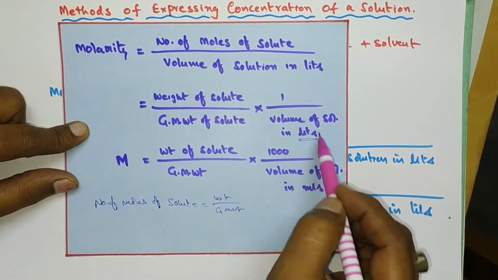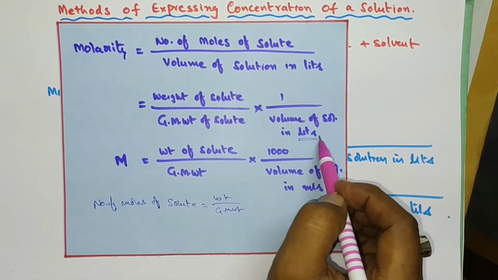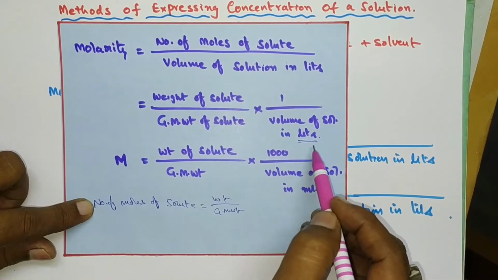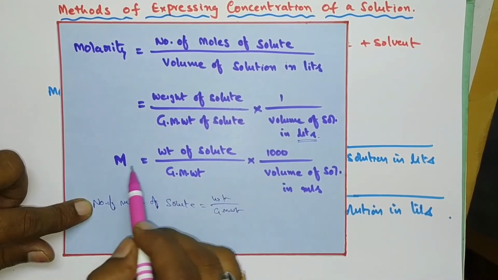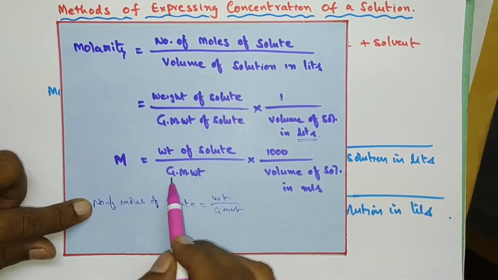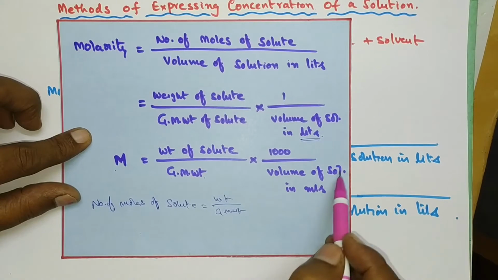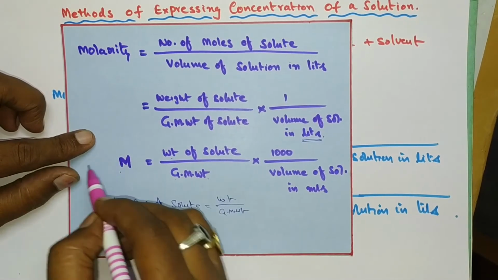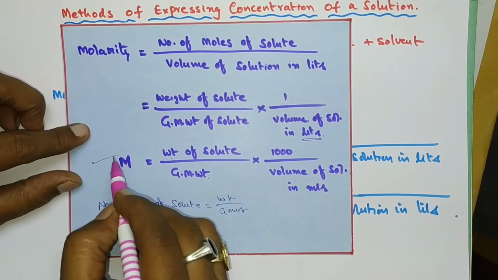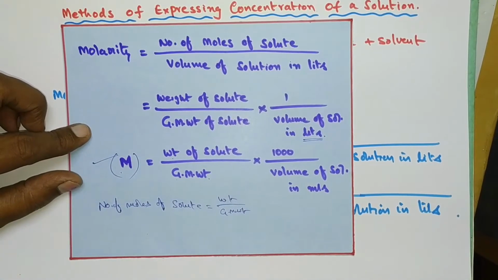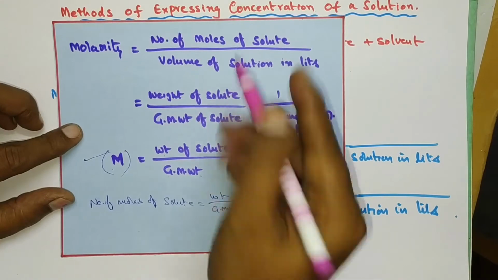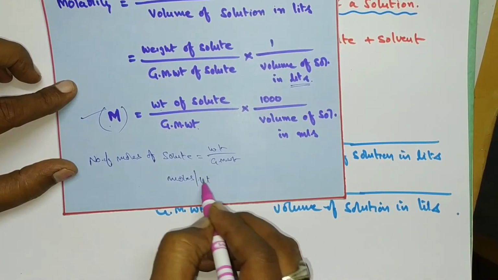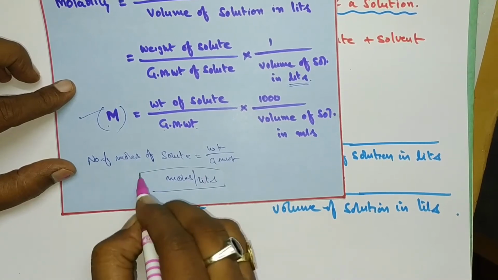If you are supposed to consider it in terms of milliliters, then we have to divide by 1000, so 1000 goes to the numerator. So molarity is equal to weight of solute by gram molecular weight into 1000 by volume of solution in milliliters. By using this formula we can calculate the molarity of any solution. Molarity is represented by capital M, and it has units moles per liter.